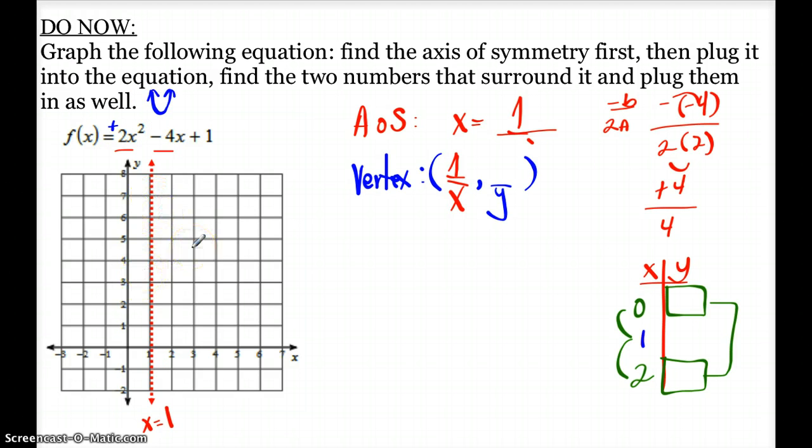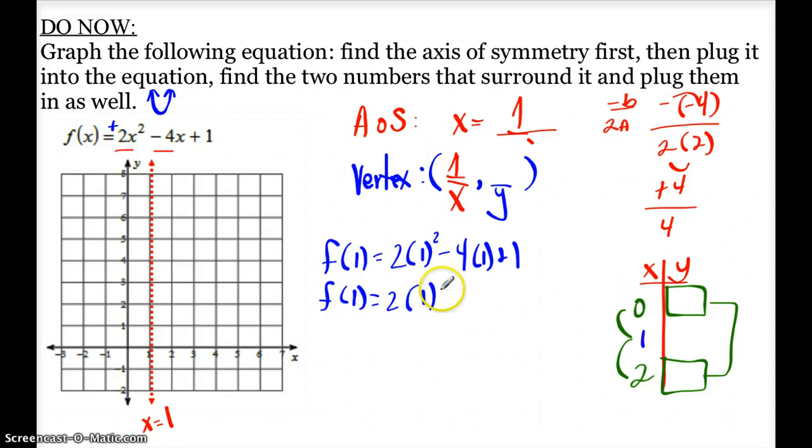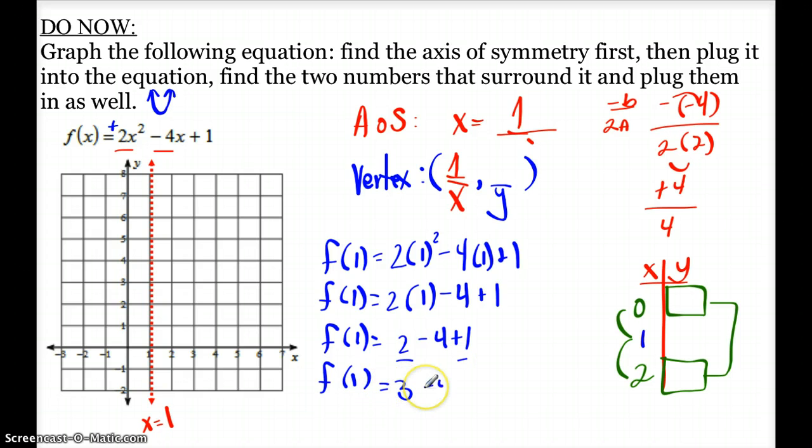Okay, so let's find that vertex. F of 1, that's our axis of symmetry value, equals 2 times 1 squared minus 4 times 1 plus 1. F of 1 equals 2 times 1, because I'm going to do this first before squaring, minus 4 times 1 is negative 4 plus 1. F of 1 equals 2 minus 4 plus 1. I'll combine my positive numbers first, 2 and 1, which makes 3, and then minus 4. F of 1 equals negative 1. So our vertex is right here, that first number, 1 comma negative 1.